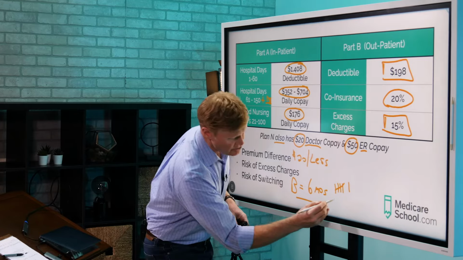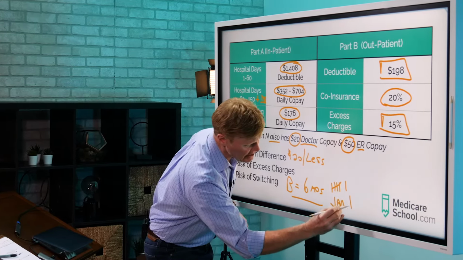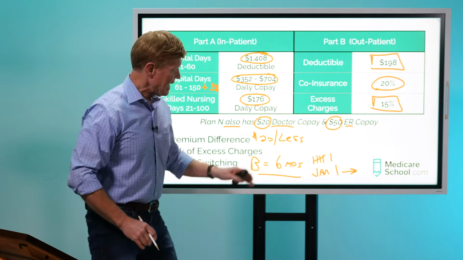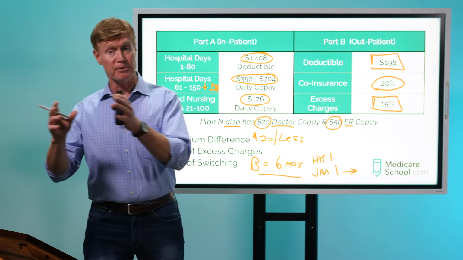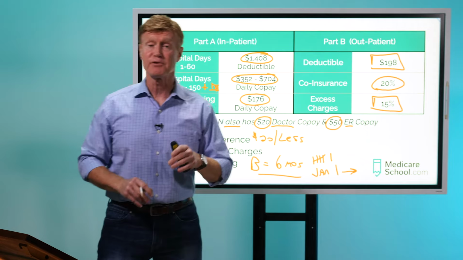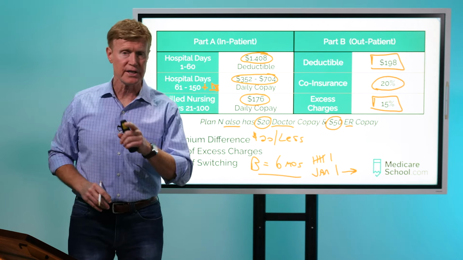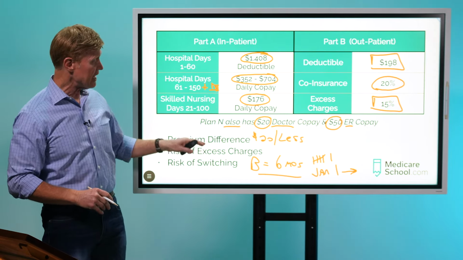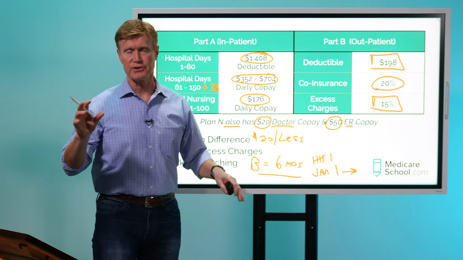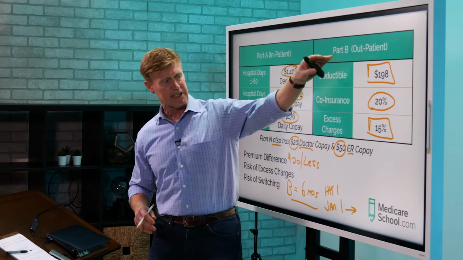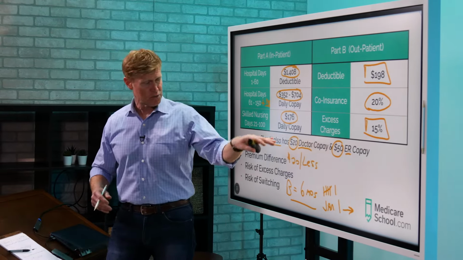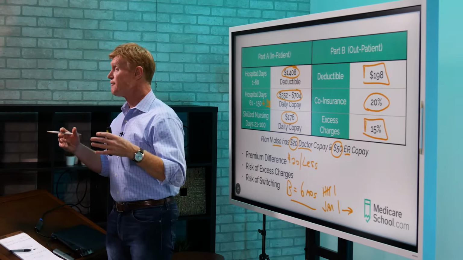But notice what happens. January 1 of that following year, now my 6 months is up. And anytime I'd ever want to switch a plan in most states, if I want to move from an N to a G, now you're going to have to medically qualify. So you do run the risk that if your health were to change and you're on that N plan longer than 6 months, that you may have to stay on that plan, therefore being responsible for the B deductible, the excess charges, as well as copays to the doctor and ER for the rest of your life.